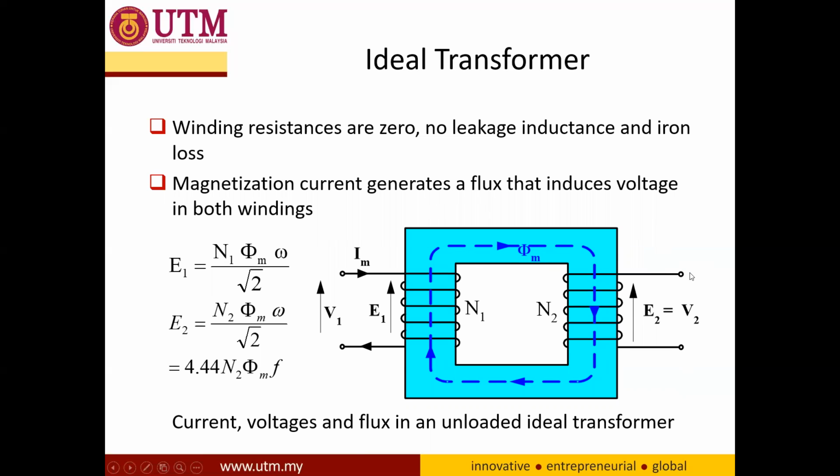So this is an unloaded transformer. Since it is unloaded, no load is connected to the load terminal here. As you can see, the secondary current is 0. And this is the voltage induced at the primary side and the voltage induced at the secondary side. As you can see, the value of the flux is the same. The only difference that determines the value of the induced voltage is the number of turns.